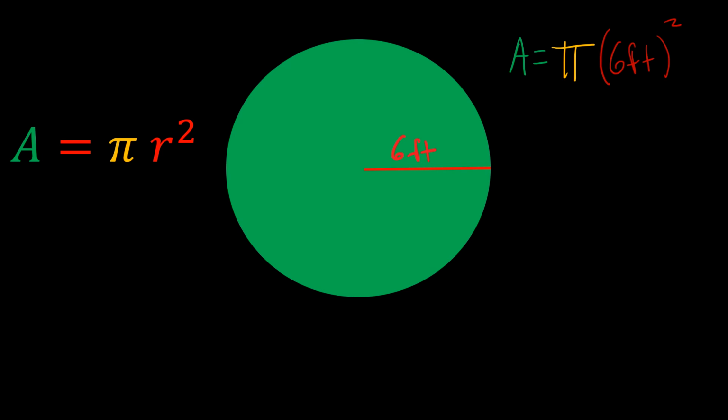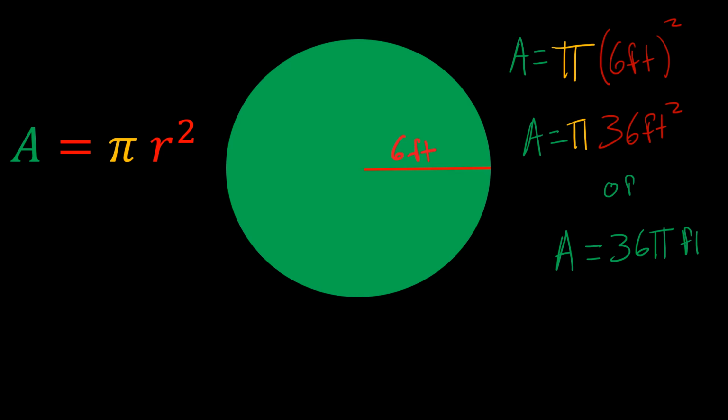So in this example, we have a radius of 6 feet. And our equation is area equals pi r squared. Therefore, in order to compute the area, we have to multiply pi times the radius squared. So in this case, our radius is 6 feet, and we have to square that. So our area is going to be equal to pi, what's 6 feet squared? Right, 36 feet squared. So our answer would be pi times 36 feet squared, or what we usually do is we put the pi at the end, so it'd be 36 pi feet squared.